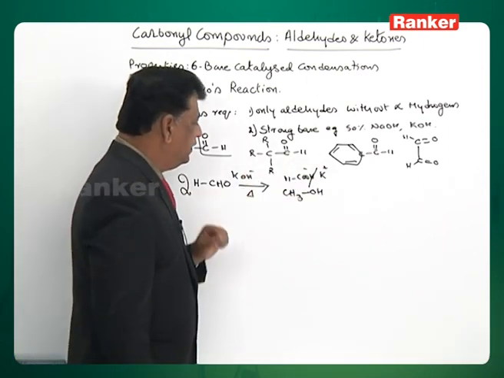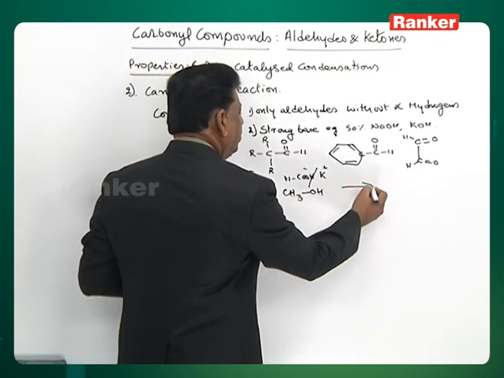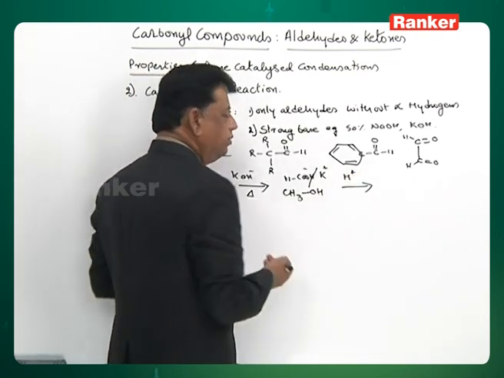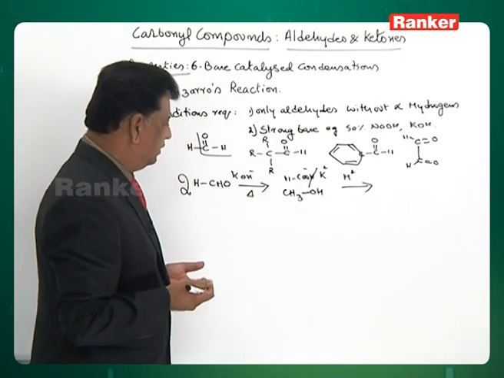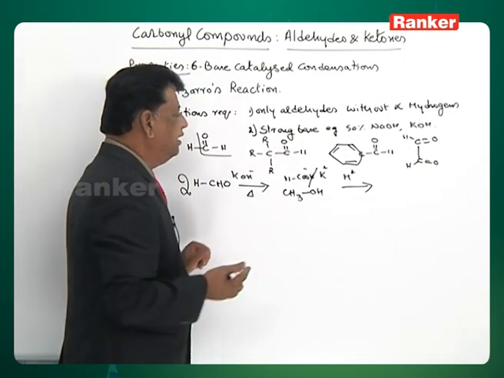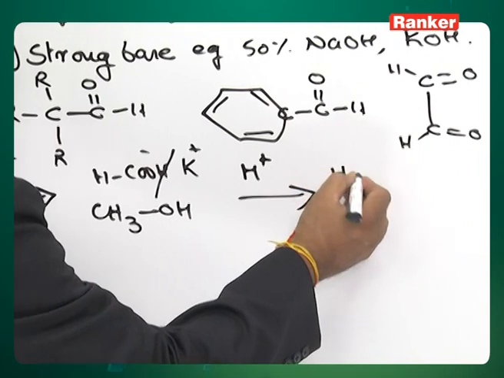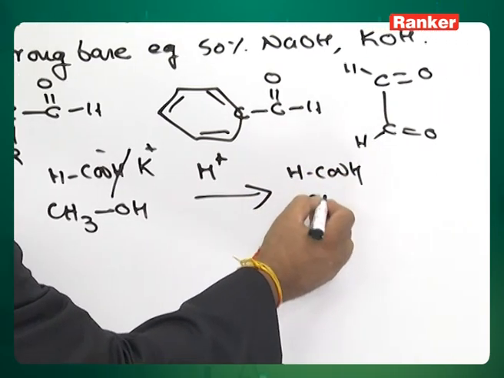Then how can I really get the formic acid? It means you can acidify it, add some dilute HCl or H3O plus. If you write acidification, it will really give the mixture of formic acid and methanol.